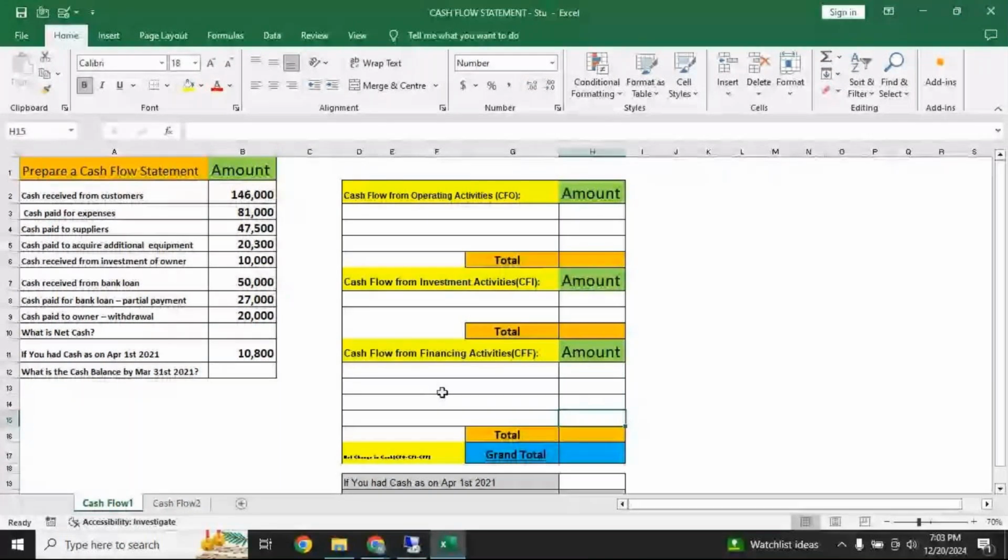Okay, so the values are given. The only thing is you have to take the items and put them in the appropriate places, where the value should be added and where the value should be subtracted. So try this. If you are not getting it, I'll solve this one. Cash flow 2, you people can do it.